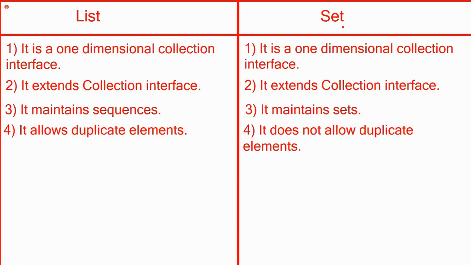List versus set. Both are one-dimensional collection interfaces. Both are derived from collection. List maintains sequences, set maintains sets. List allows duplicates, set does not allow duplicates. I'll explain.